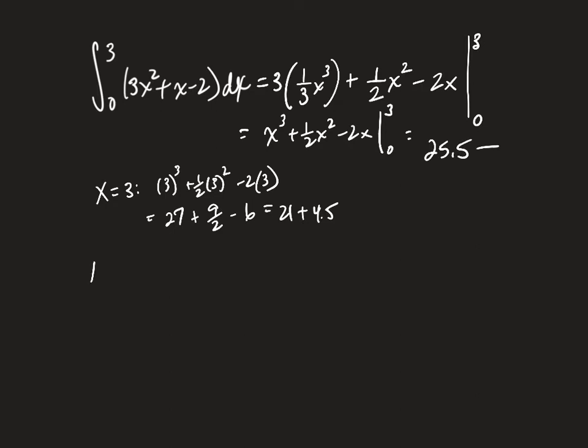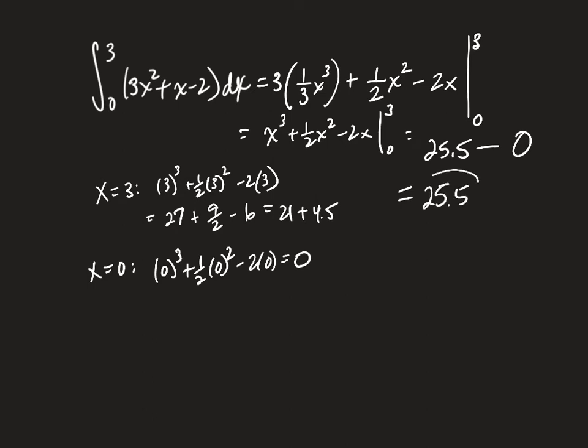So that's going to be 25.5 minus, and when x is 0, what do we get? We get 0 cubed plus 1/2 times 0 squared minus 2 times 0, which is 0. So 25.5 minus 0 is 25.5. Right? So I like to calculate it out individually and then plug them into the final answer so that I make sure I don't make any mistakes.